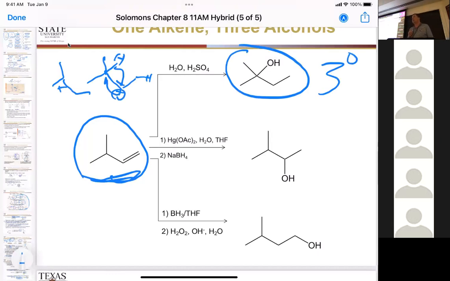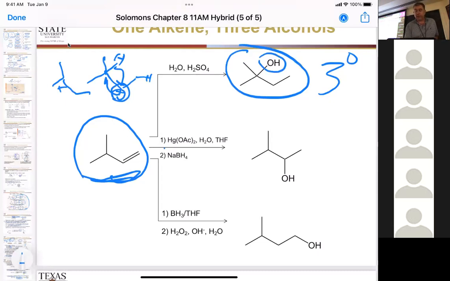Okay, so it didn't start out as a tertiary carbocation, but when you have a carbocation that can rearrange to tertiary, it will. And it's a very fast rearrangement. And then, of course, you get your alcohol on here.